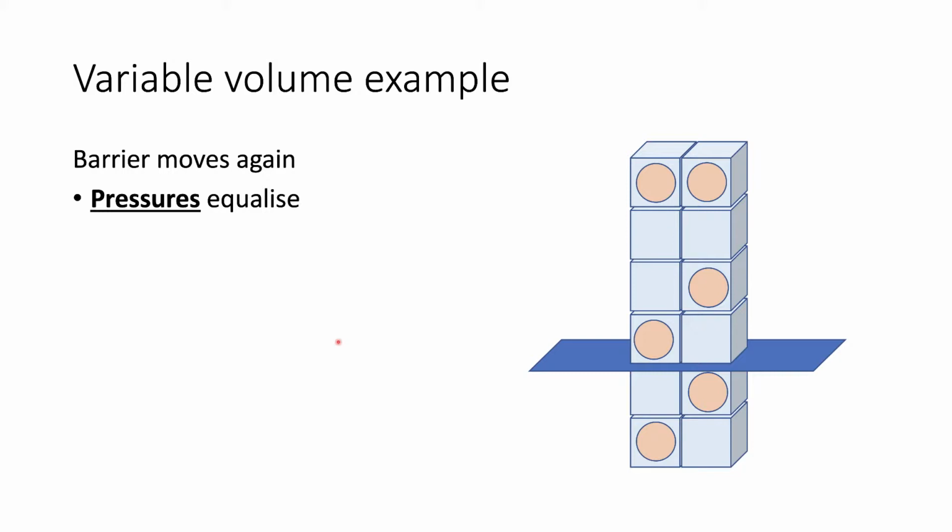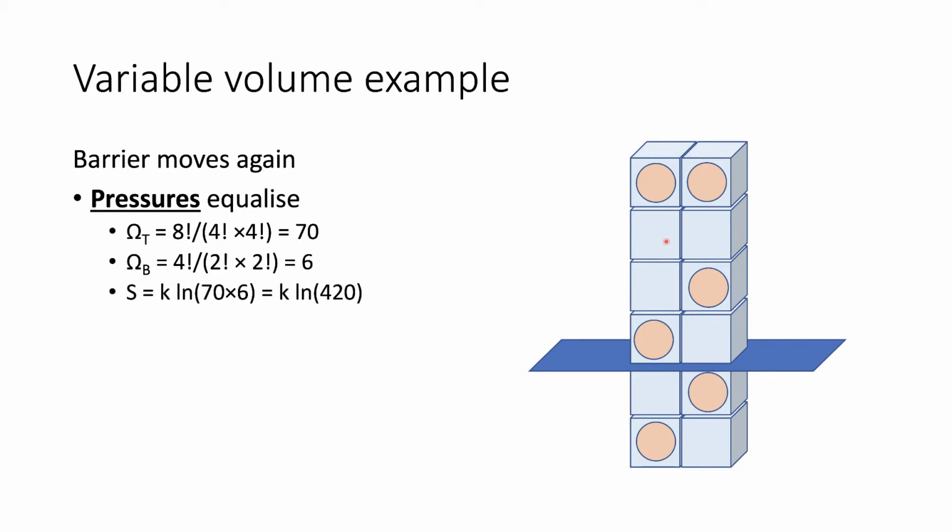Well, let's now calculate our multiplicity. On the top, our multiplicity is increased to 70, but on the bottom, our multiplicity is decreased to 6. So when we calculate the overall multiplicity, we find that we have a log 420. So this is a considerably higher entropy than we had before. Remember, we were going from 225 to 420, meaning that we have an overall increase in entropy. So the increase in entropy on the top has compensated for the decrease in entropy on the bottom.